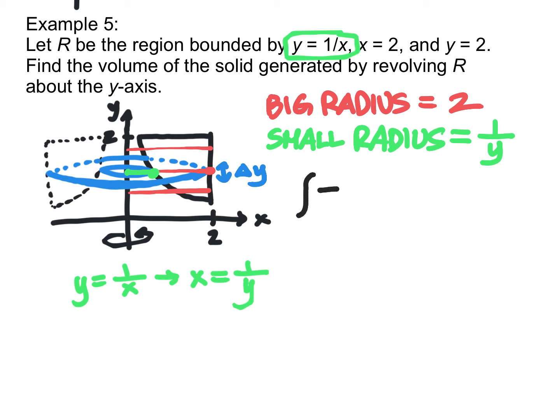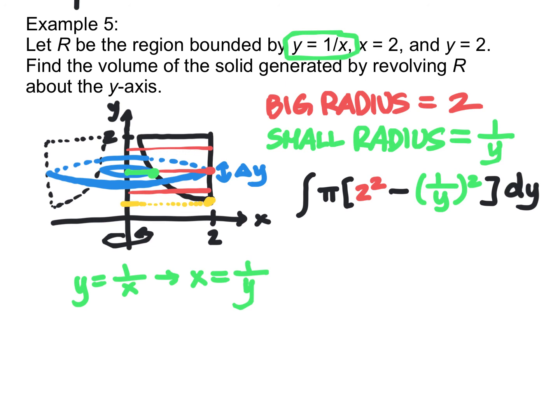All right, so now we're ready to set up our integral. It's going to be pi. This time I'm going to factor out the pi. So it's pi times big radius squared minus little radius squared. And like we said earlier, the thickness right here is delta y, so this is going to be dy. Now we are missing the limits of integration, but these are y values. So I have to figure out what this low y value is down here that I'm marking in yellow, and this upper y value, which we already know is 2. So we already know that up here is 2. But what's that down there?